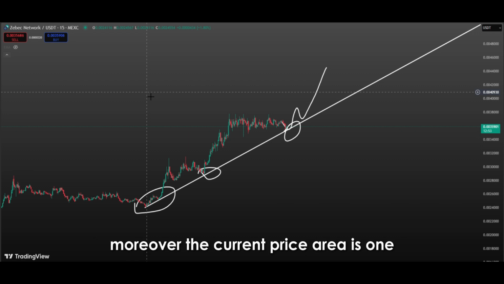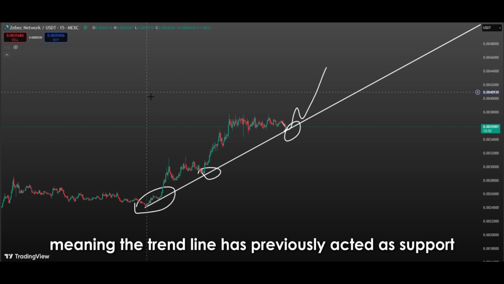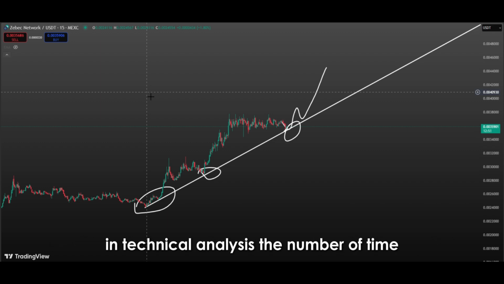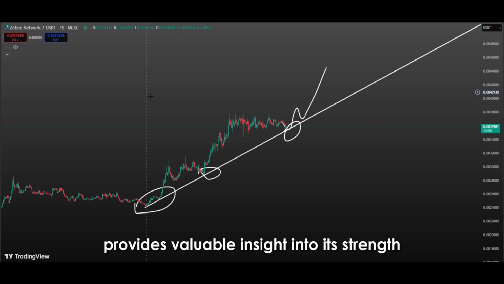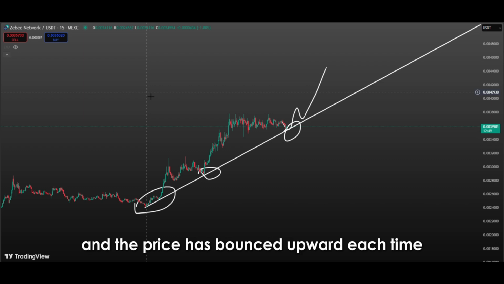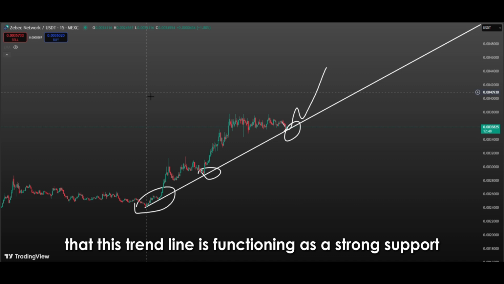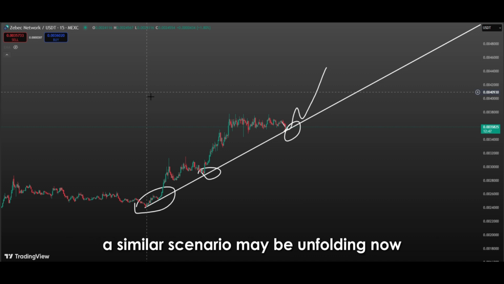Moreover, the current price area is one where similar reactions have occurred in the past, meaning the trend line has previously acted as support. In technical analysis, the number of times a level has been tested provides valuable insight into its strength. If this point has been touched multiple times in the past and the price has bounced upward each time, it indicates that this trend line is functioning as a strong support. A similar scenario may be unfolding now.